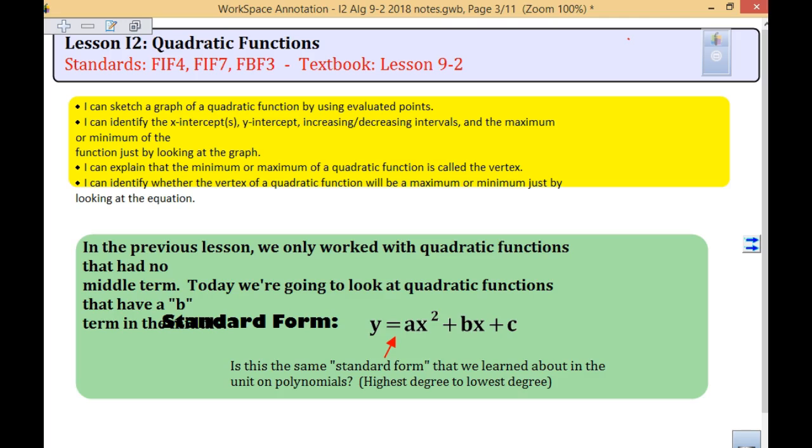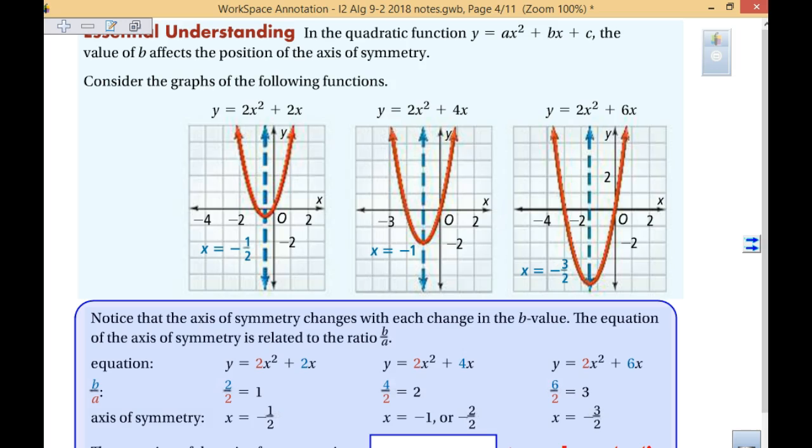As we look at this new one, it says in the previous lessons we worked with quadratic functions that had no middle term. Today we're going to look at quadratics that have a b term, so our bx. All of ours are going to have a middle term. So this is our standard form of polynomials: highest degree squared, then we go to x to the first. This is going to move our parabola.